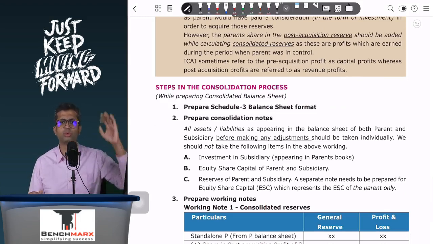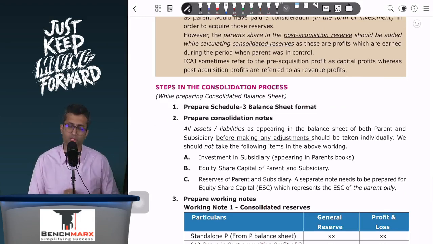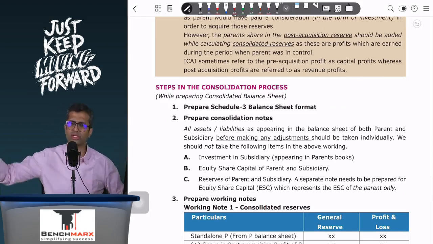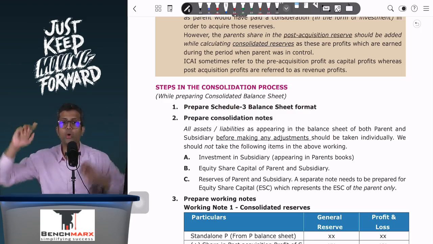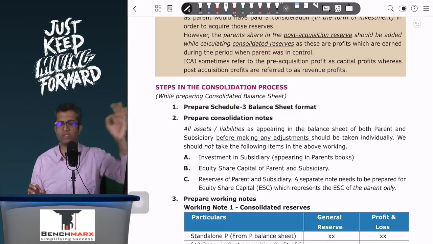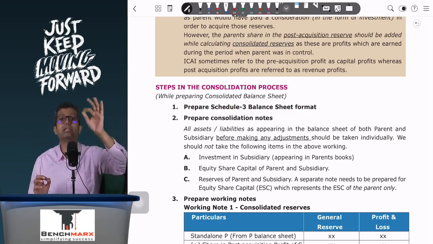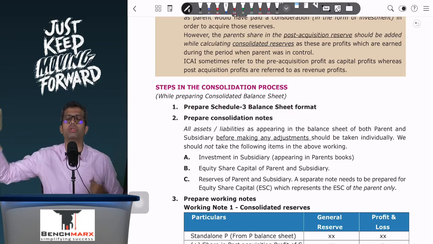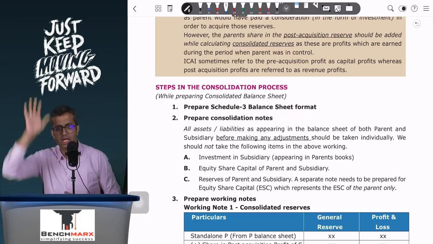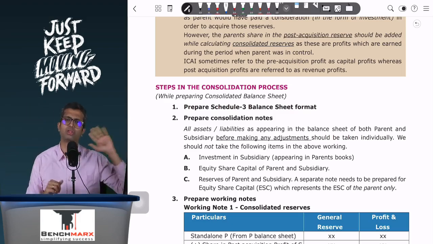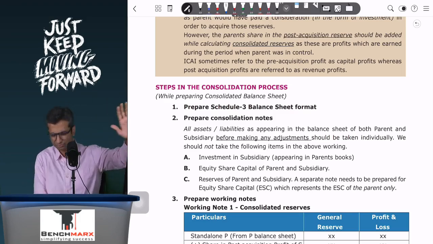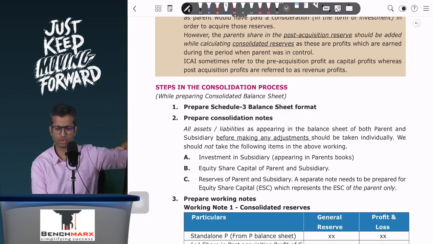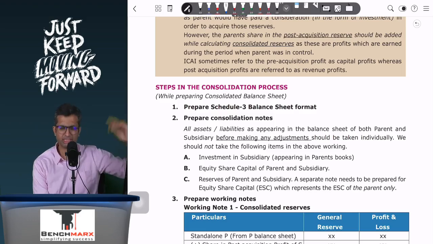Okay, now the general steps that you will need to follow in case of a consolidation process are: first, you will draw up your schedule 3. If you have to prepare a consolidated balance sheet, draw up schedule 3. It will be similar to the regular schedule 3 that you prepare in other chapters, except over here when you give the name, it will be H Limited, for example, and its subsidiaries. You will write the words "and its subsidiaries," and then you write the words "consolidated balance sheet." Then when you prepare the balance sheet format, your regular format will continue: shareholders' funds, non-current liabilities, current liabilities, then assets, non-current assets, current assets.